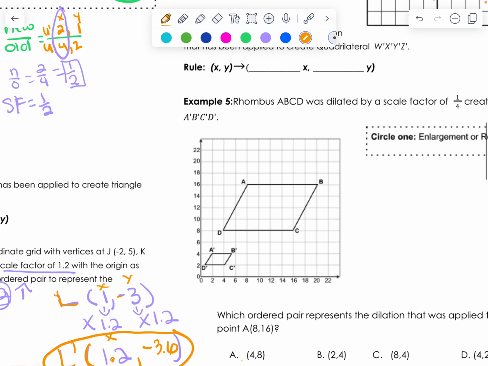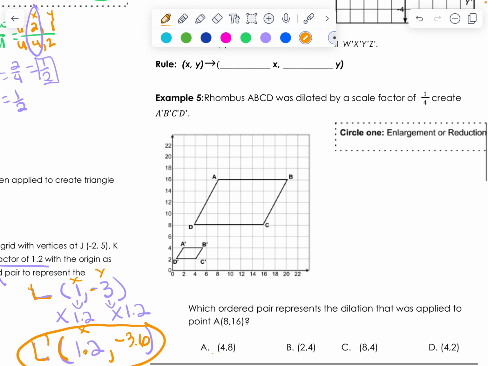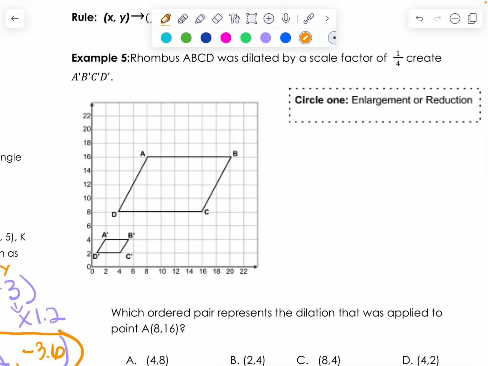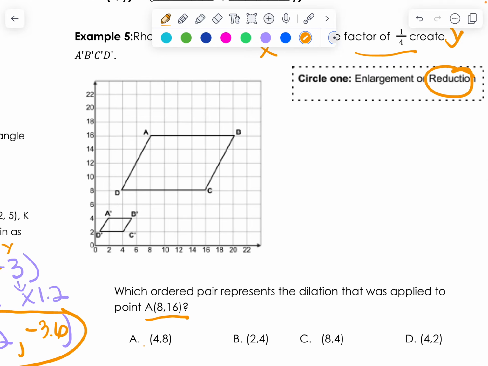I'm going to do example 5, because this one is the same thing, but it puts the two things that I just taught you together. Again, they're telling you you're going to dilate something, so I know I have to multiply. They gave me a scale factor. My scale factor is smaller than 1, so now I'm going to have to reduce it. And to find the new, they told you this is the original.